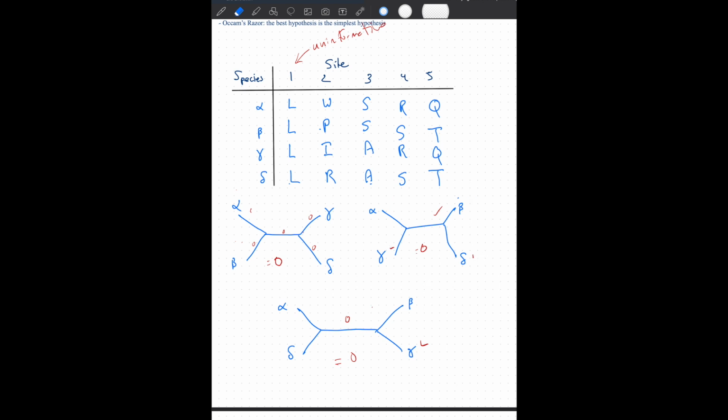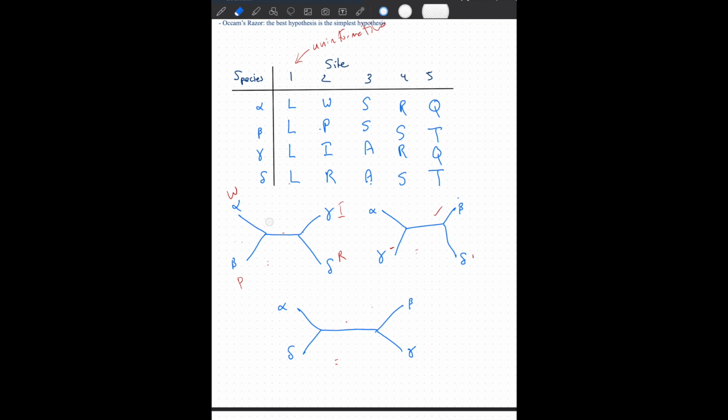Okay, so the second character tells me that I should put W on alpha, P on beta, I on gamma, and R on delta, right? Now it's a bit tricky, right? Because all 4 disagree. So it probably wouldn't make sense to put a leucine there, because then I would have a cost of 1 on this branch and this branch, right? That doesn't seem right. So I would probably choose, for example, either a W or a P.